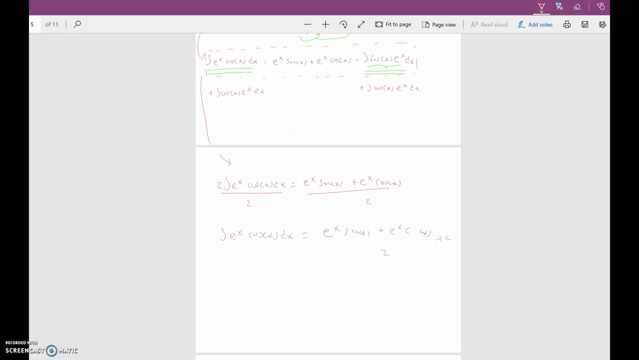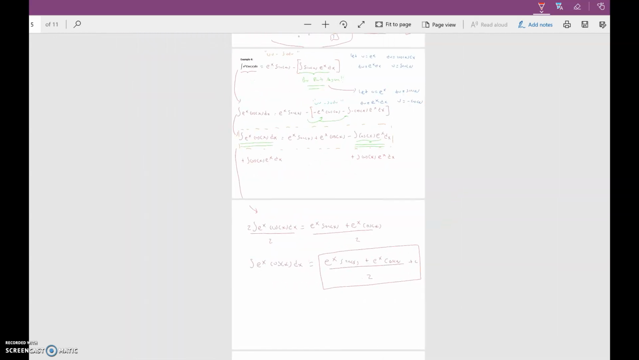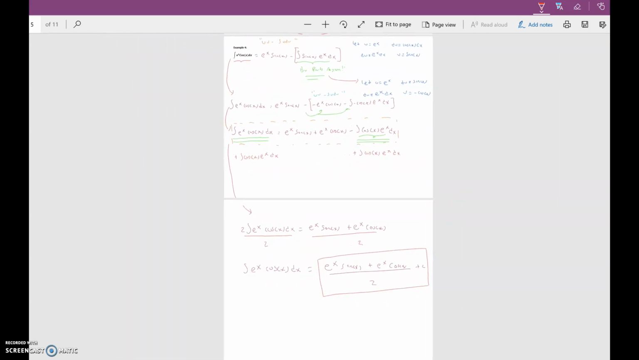And let me fix my cosine. So this is a cosine of x all over 2 plus the constant. So our final answer ended up being this mess. And as you can see, this one was a little bit long, we couldn't fit it on the first page.